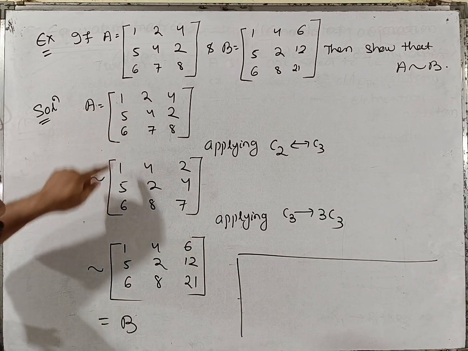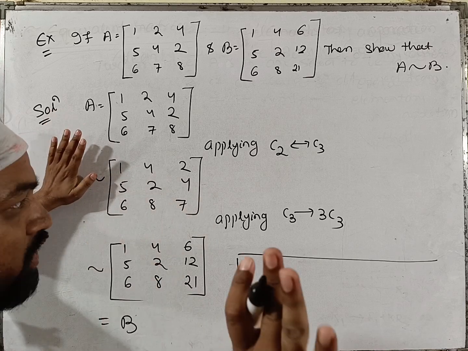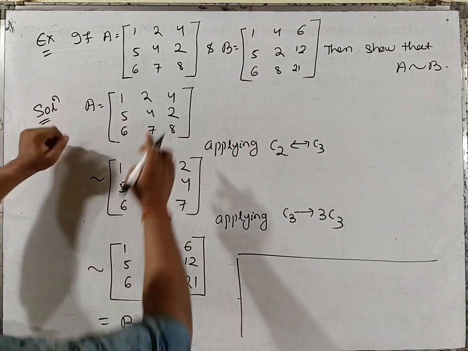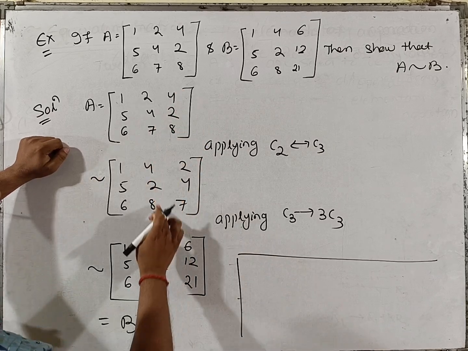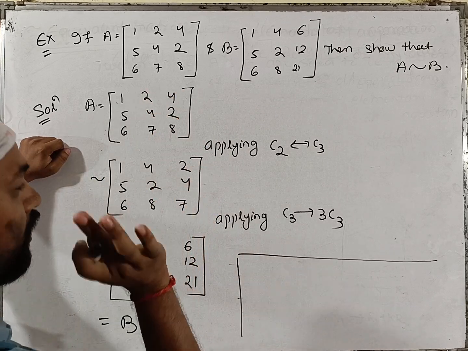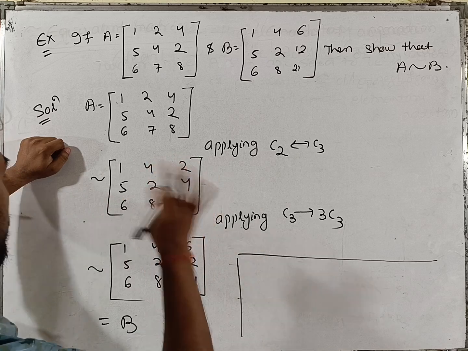This is 1, 5, 6. Column 1 is unchanged, but we are interchanging column 2 with column 3. That means 4, 2, 8 will be in the position of C3, and 2, 4, 7, which was in the position of C3, will be in the position of C2.